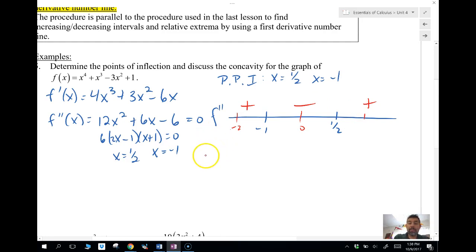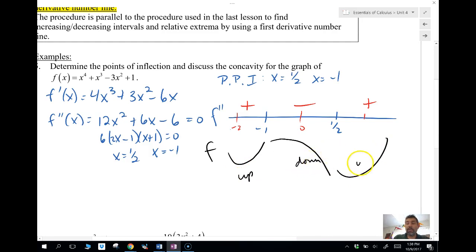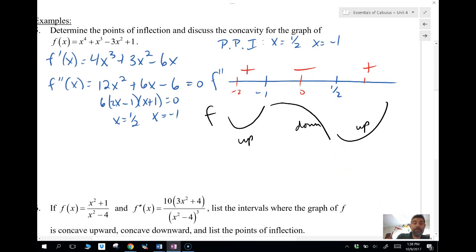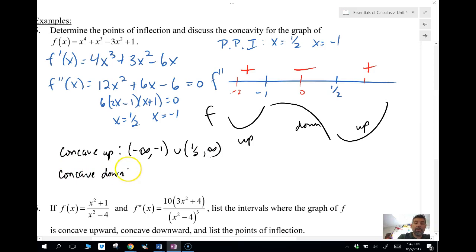So what does that tell me? That tells me for f, it's going to go concave up, concave down, concave up. Up, down, up. So I'm going to go ahead and write these down. Concave up on the intervals from -infinity to -1 and 1/2 to +infinity. Concave down from -1 to 1/2.